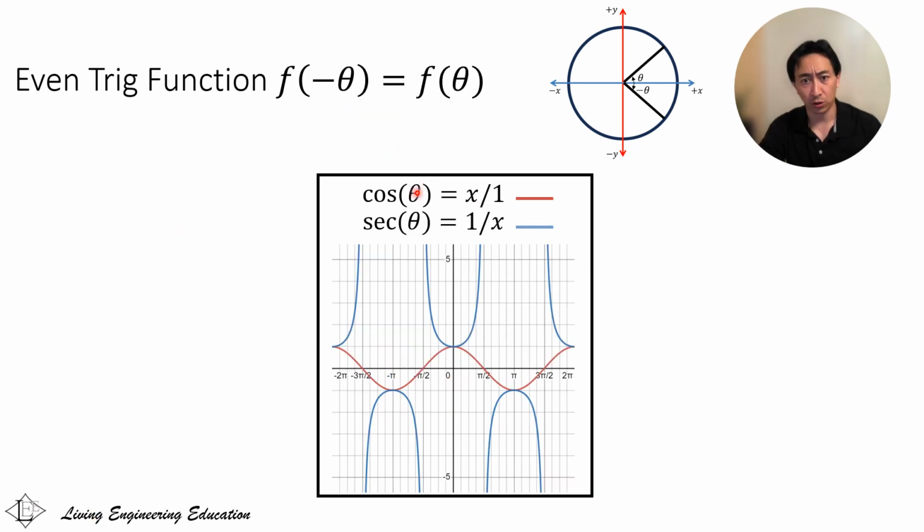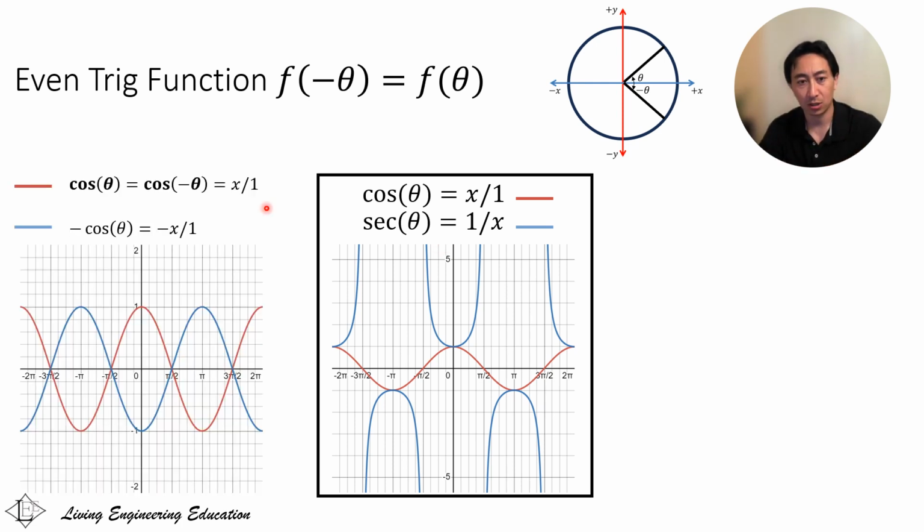So as we said earlier, cosine and secant do not have y values in here. So they're not going to know the difference between positive or negative theta. Because of that, it's an even trig function. And again, that's folding across the y-axis. So if I look at cosine theta, this will now be equal to cosine negative theta. And that's shown in the red graph here.